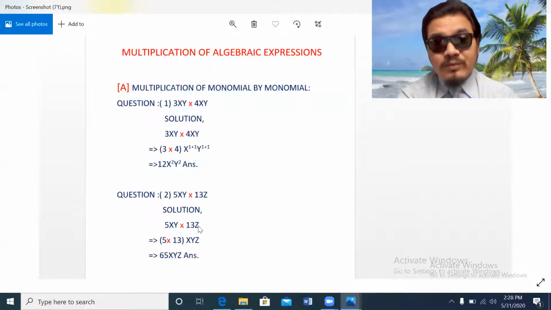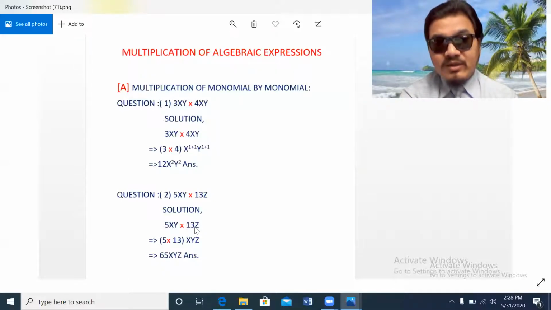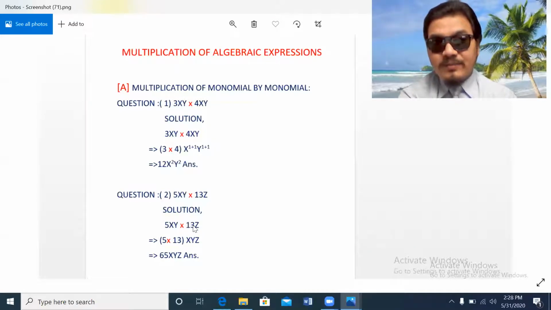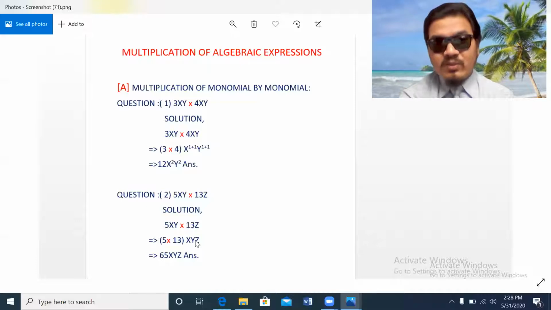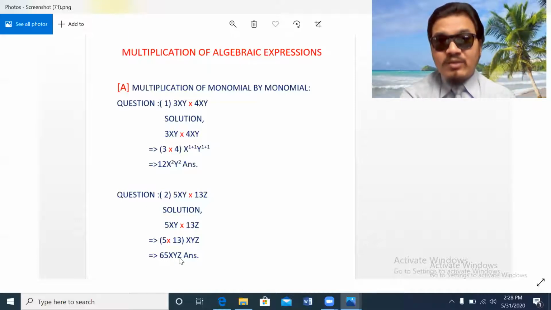As I told you, first of all, multiply the coefficients. The numerical coefficients are given there. One numerical coefficient is 5, and there is 13. And when we multiply 5 with 13, thirteen 5s is 65. And x, y, z, these are all different variables. They are different variables, and their product will be the same. No addition of any power. x, y, z multiplied with x, y, z, it will be xyz only. That's why we have to write 65xyz, and please don't forget to mention the answer.